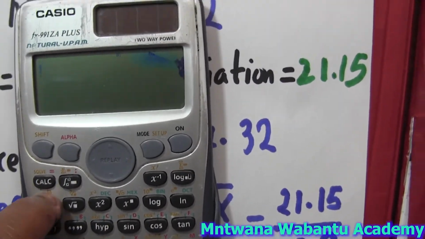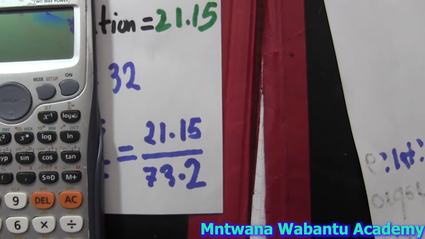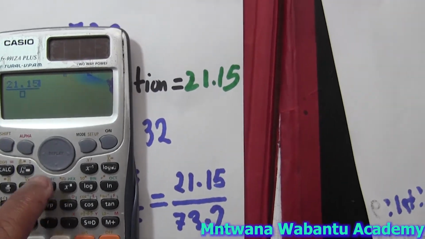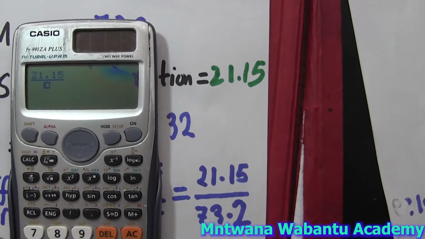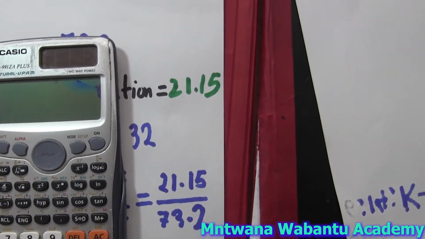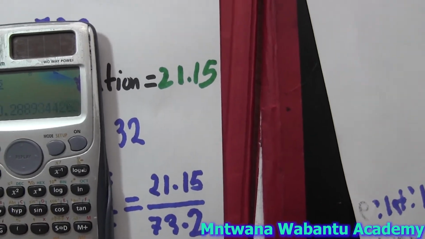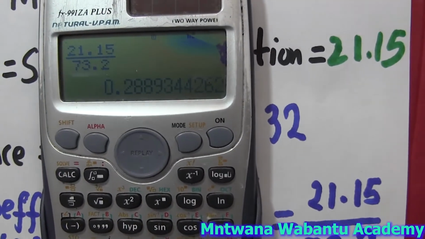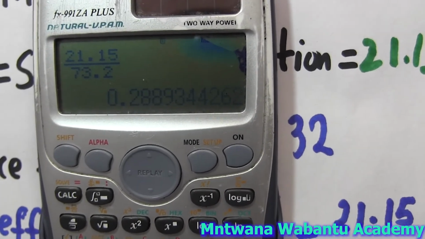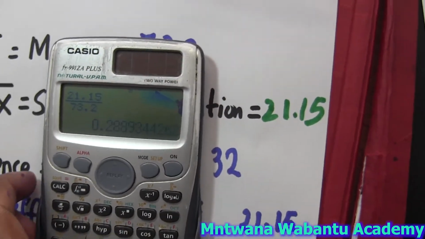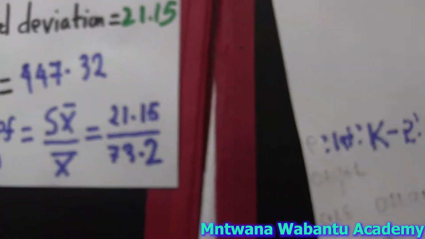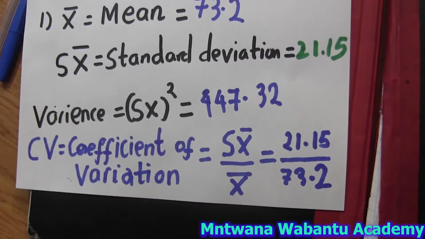See? Fraction now. Give me 21.15, and then we divide by 73.2. Okay, so now we got the coefficient of variation. Remember, I get only 2 decimal places according to the equation, which is going to be 0.29. So our coefficient of variation for this case is going to be 0.29.